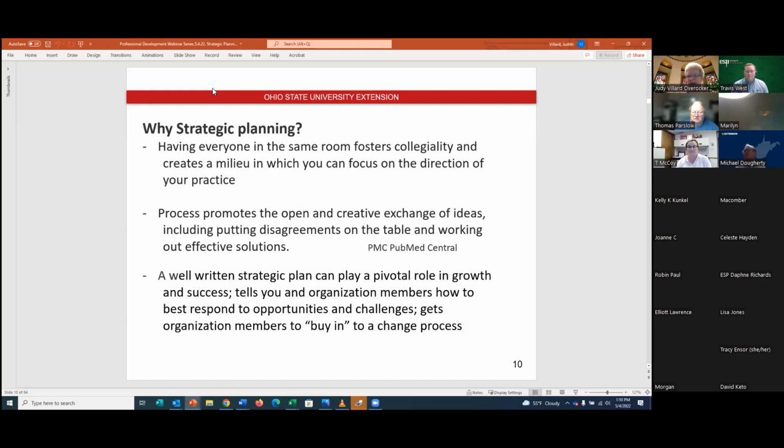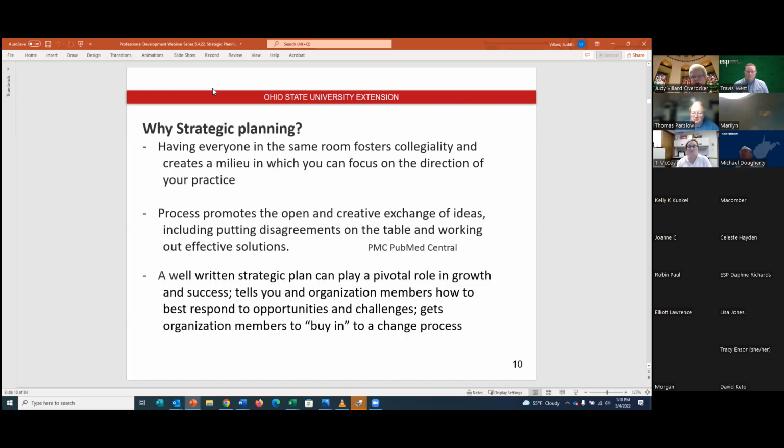Promotes open and creative exchange of ideas. And sometimes people don't want to share what's really on their mind. They're afraid that somebody else is going to get their feelings hurt. And so this is an opportunity through this process for them to put some of their thoughts out on the table so people can hear, they can understand that, wow, maybe I didn't know that was happening. And so I'll explain that as well.